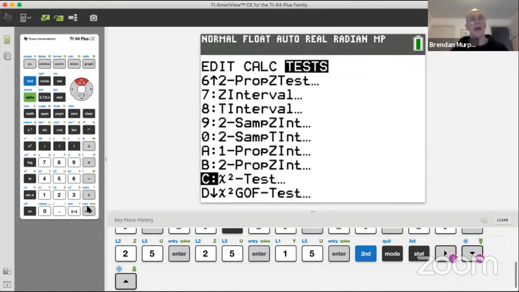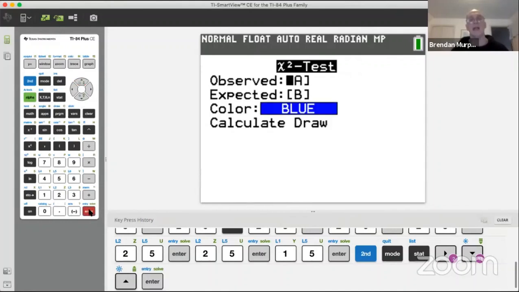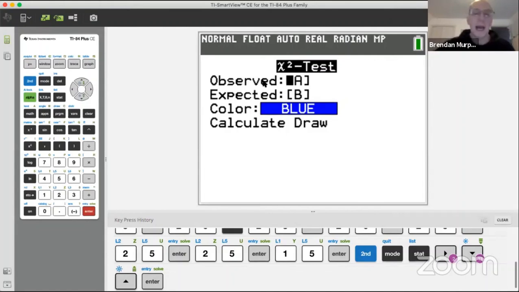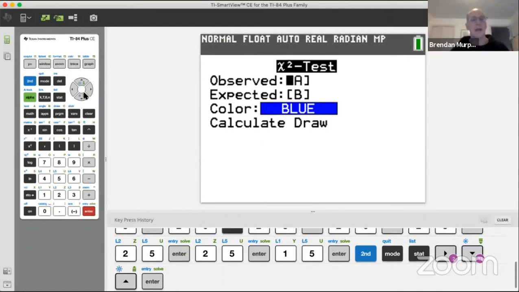So if I go to chi-square test, hit enter, calculator is saying, did you, Mr. Murphy, type in your observed values in matrix A? I did. So when I actually run this test, it's going to actually put all of the expected values into matrix B. So I'm just going to run my test here. Again, I'm looking to see if my expected values are all greater than 5. I'm actually going to get my results before I get my expected values, but we'll come back to that.